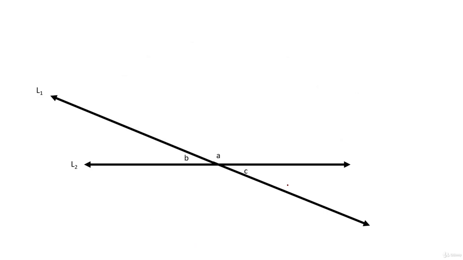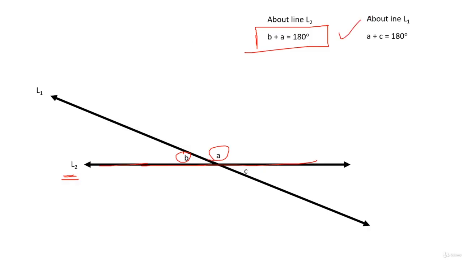Of this, now I have two lines L1 and L2 here, and I have considered two angles over here. The first set of angles I'll consider will be about line L2. About line L2, guys, on this straight line, I have two angles, B and A. So from the linear pair axiom, B plus A will be how much, guys? 180 degrees, right? Similarly, about line L1, I have two angles, A and C. A plus C also lie across a straight line L1, right? So their sum also is 180 degrees.